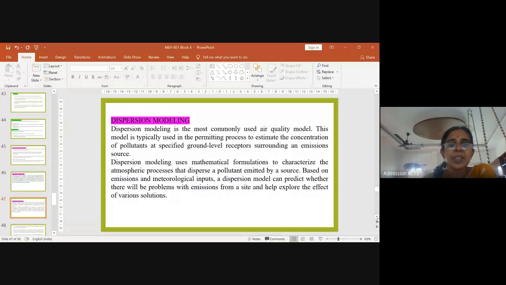Next one is dispersion modeling. It is another air quality model which is used in the permitting process to estimate the concentration of pollutants at specified ground level receptors surrounding an emission source.